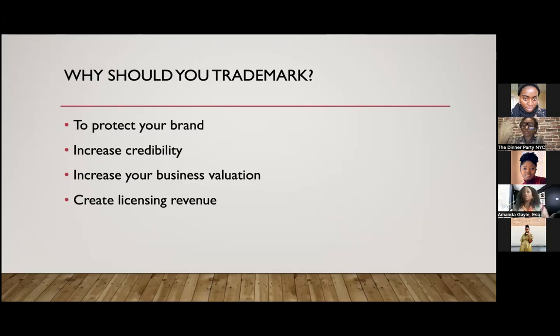It also creates licensing revenue. We kind of covered that already, right? So Sting, have you heard a Sting song lately? He don't need to make no songs. He living off of Diddy. It creates licensing revenue. It's another avenue for you to make more money, because once you own it and you build it up to where it's something that people are seeking, highly sought after, you've created another opportunity to make more money. So those are all the reasons why you should trademark.